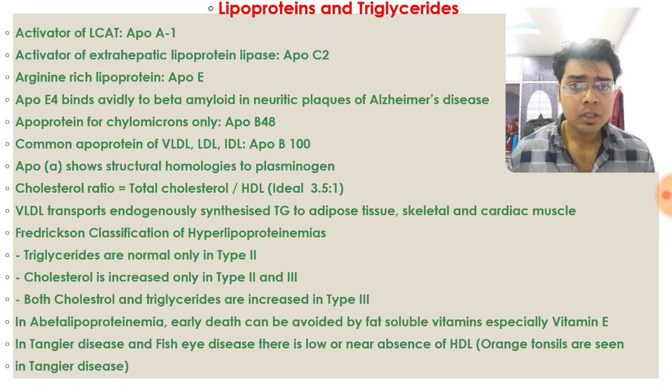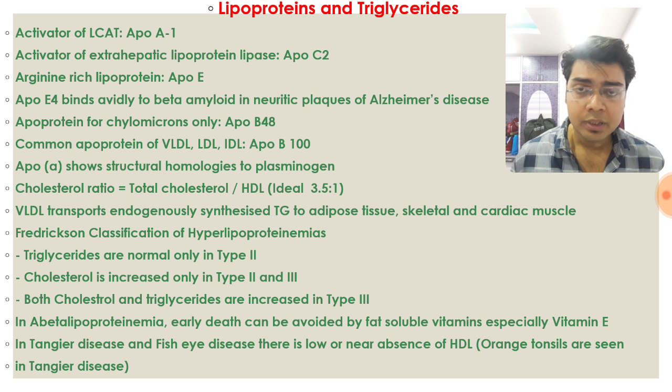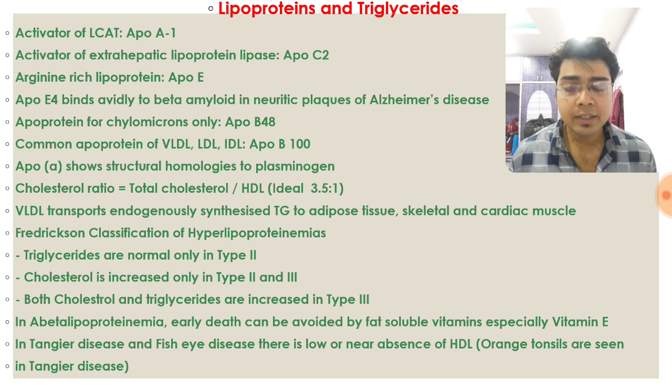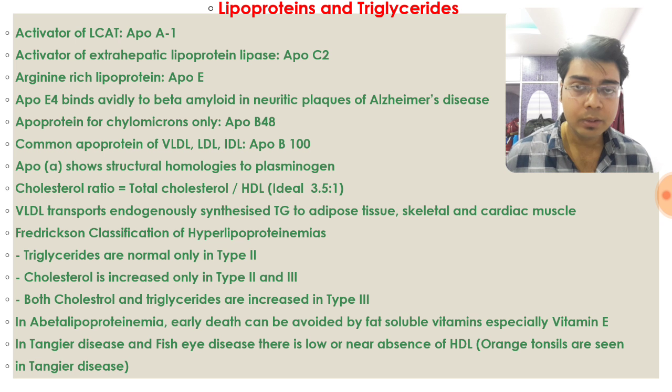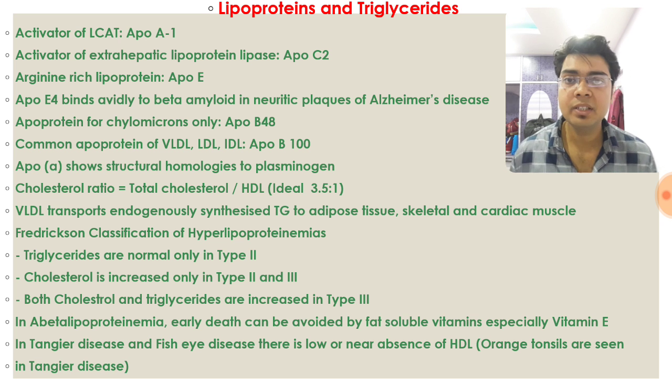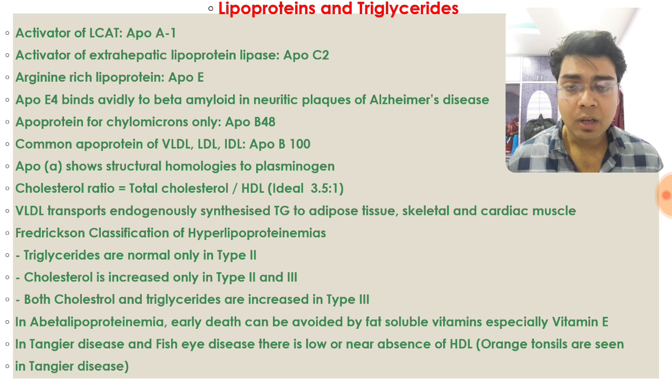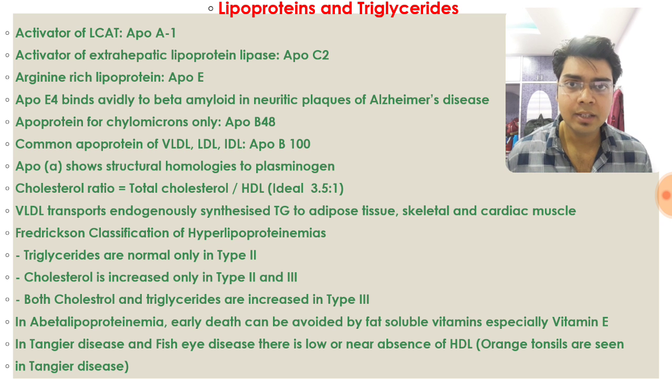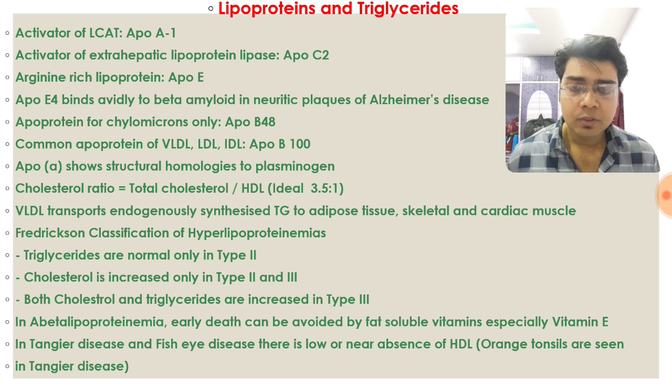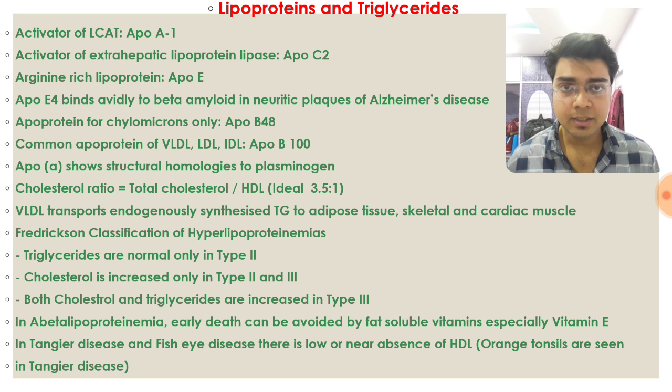Now there is something called abetalipoproteinemia, where early death can be avoided by using fat soluble vitamins, especially vitamin E. Then there are Tangier and fish eye disease. Can you comment in the section what is Tangier disease and what happens in it? There is low or near absence of HDL. What happens is that we see orange tonsils in Tangier disease.